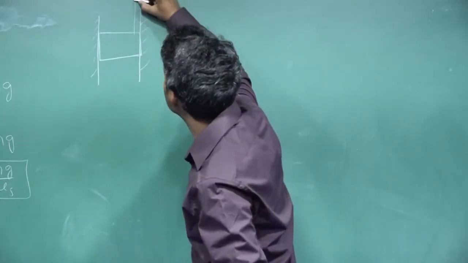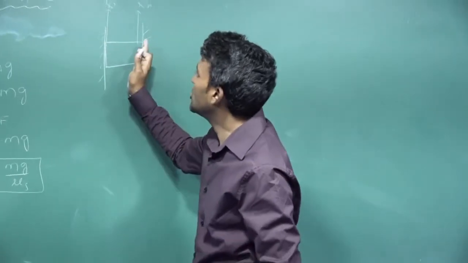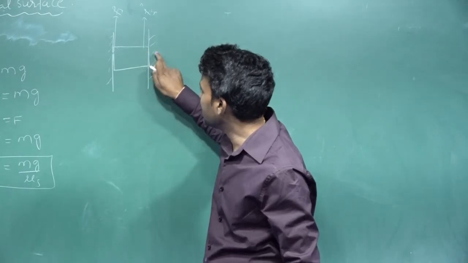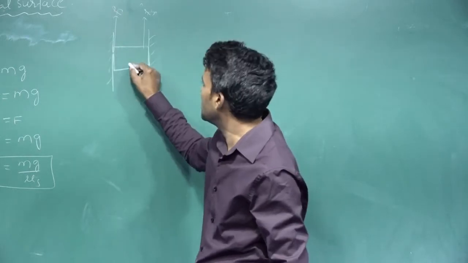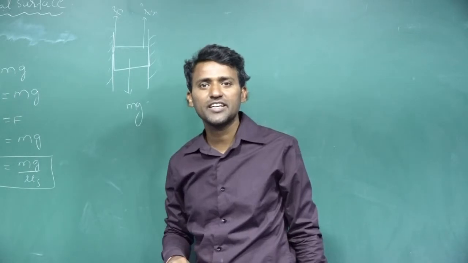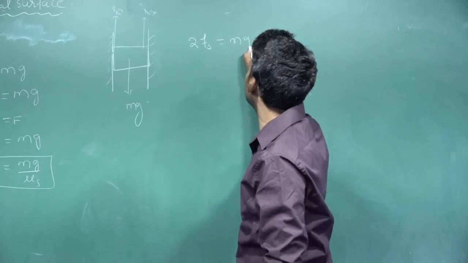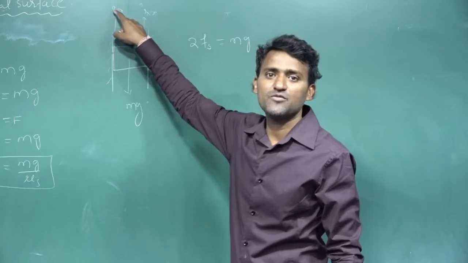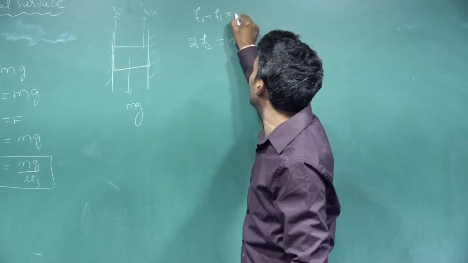Static frictional force for this surface is acting upward. See here, two frictional forces: the friction between this surface and the object, and between the other surface and the wall, are both upward. The weight of the object is acting downward. At that moment, you can write 2Fs is equal to mg, because two forces are acting upward: Fs plus Fs is equal to mg.